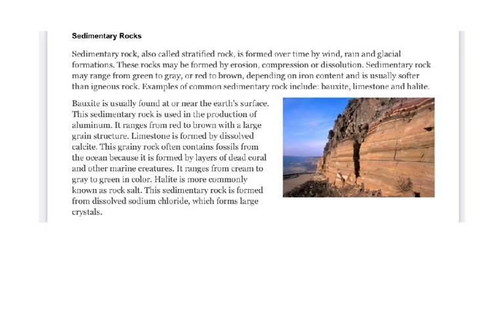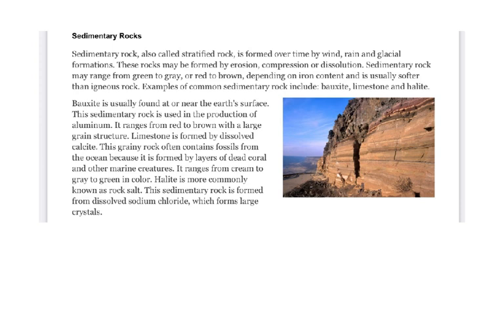Sedimentary rocks. Sedimentary rocks, also called stratified rock, is formed over time by wind, rain, and glacial formations. These rocks may be formed by erosion, compression, or dissolution. Sedimentary rock may range from green to gray or red to brown, depending on iron content, and is usually softer than igneous rock. Examples of common sedimentary rock include bauxite, limestone, and halite.